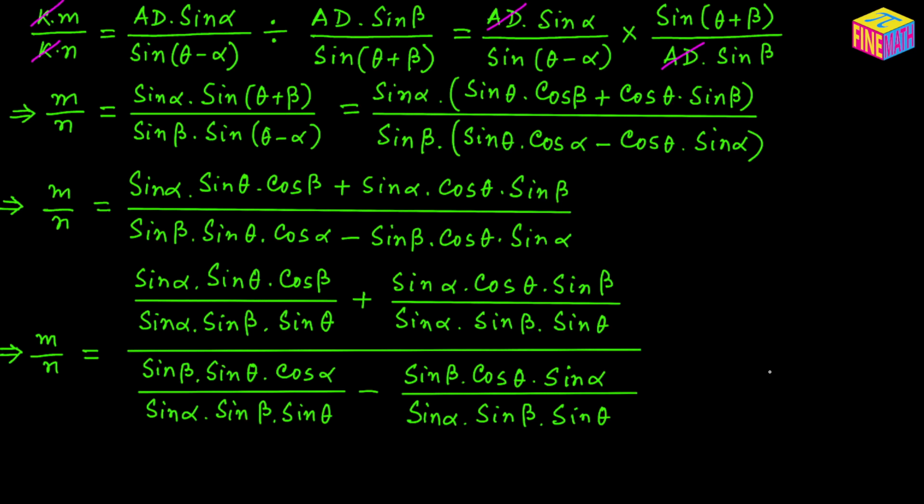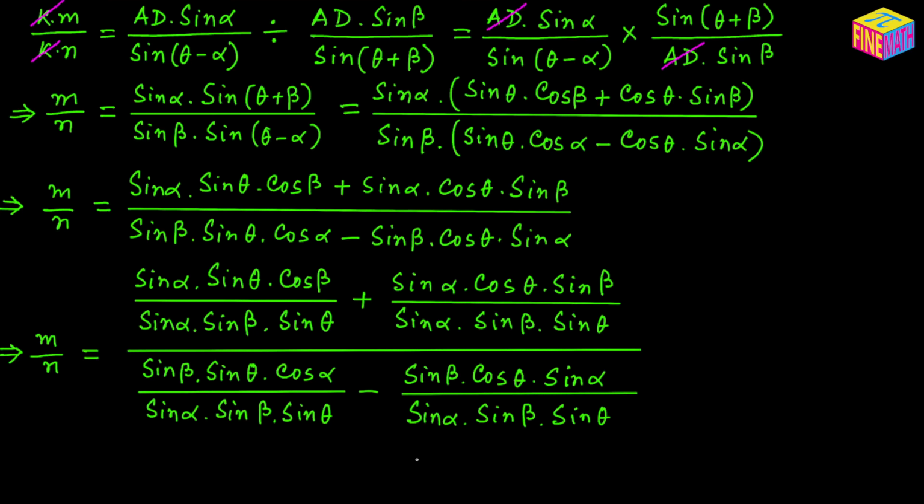As you can see, I have divided each of the terms in the numerator by sin alpha times sin beta times sin theta, and similarly I have divided each of the terms in the denominator also by the same quantity, which is sin alpha times sin beta times sin theta. So now if we simplify this, what is it going to look like?